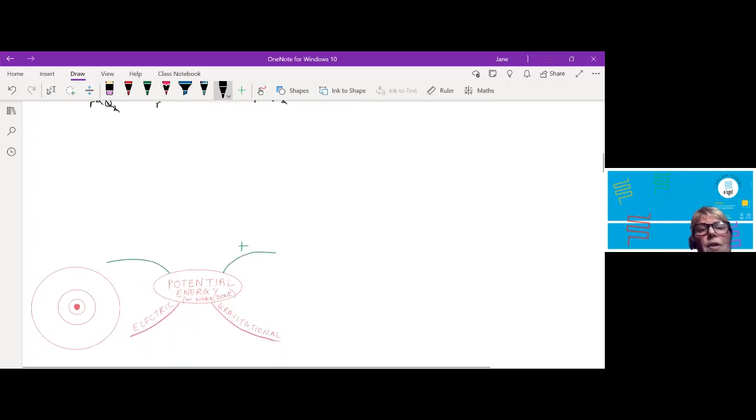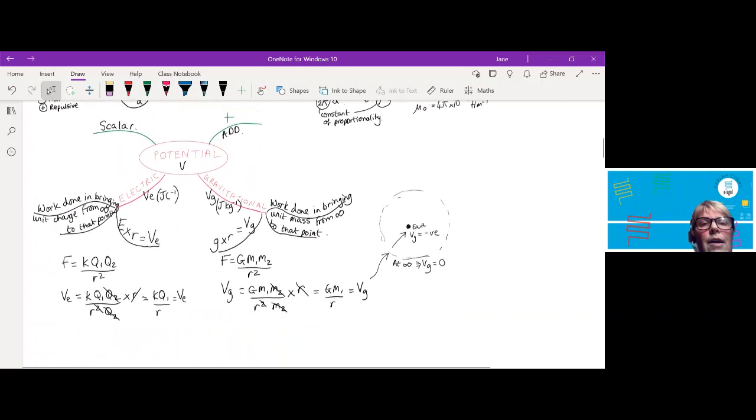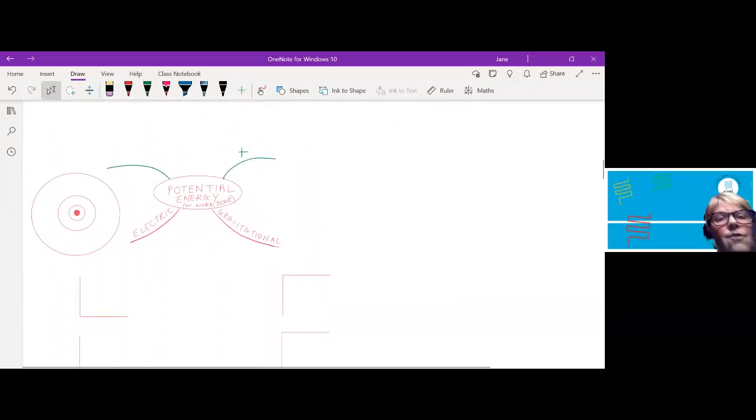Let's move on to potential energy. Now, potential energy, like potential, is scalar. So thank goodness, we don't have to resolve any components. It only has a size, so we can add it quite happily, or take if you want to find the difference, but you don't have to worry about the direction at all.